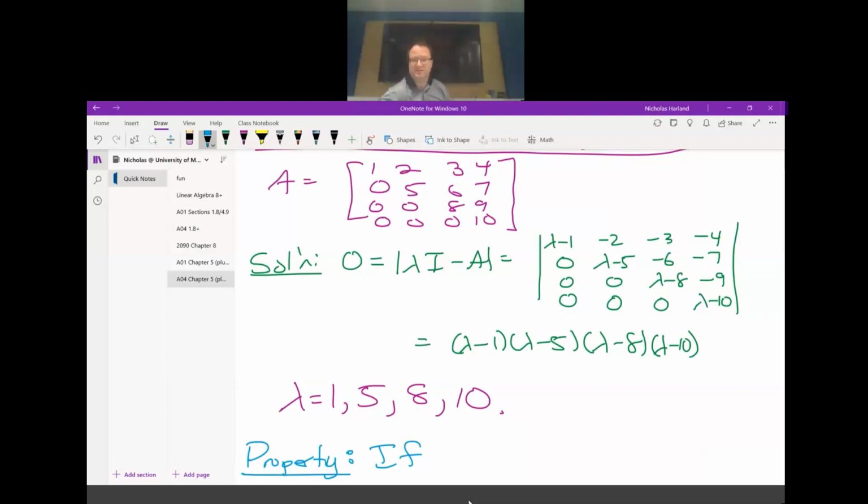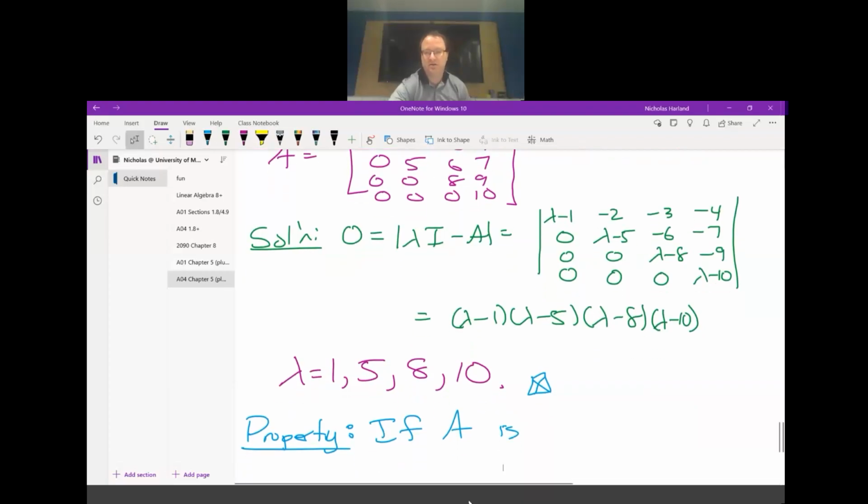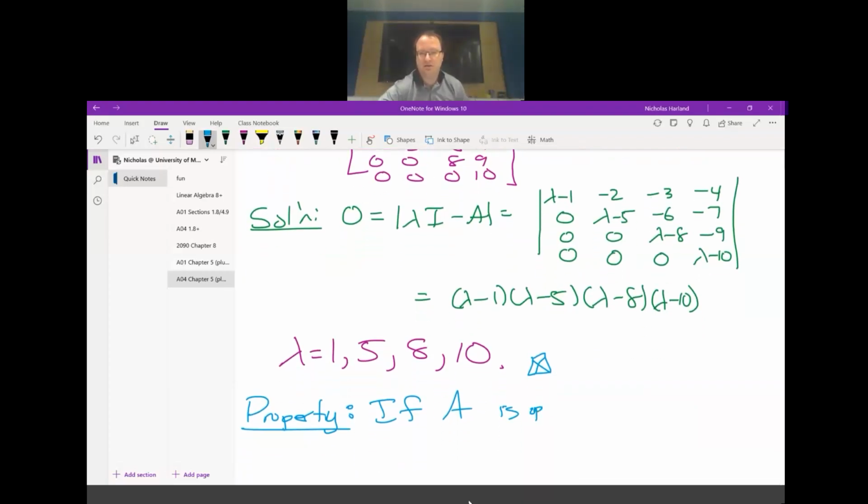So we're done. This is the end of the question, by the way. The eigenvalues are 1, 5, 8, and 10. Upper triangular. So if A is upper triangular, then the eigenvalues are the diagonal entries. That's almost right.